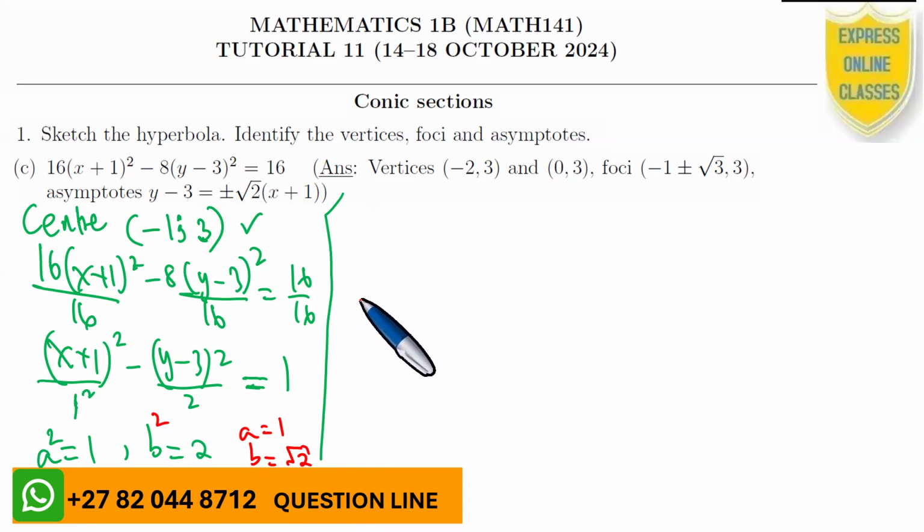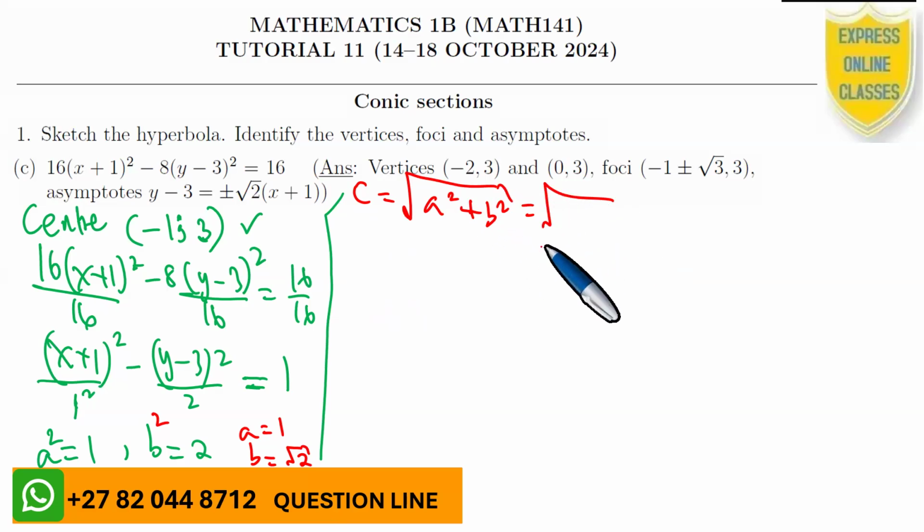Now, we found the a and the b. We can find c as well, which is a squared plus b squared. It is not like the ellipse, where a is bigger than b. It's different here. So a squared is 1, b squared is 2, and c becomes the square root of 3.